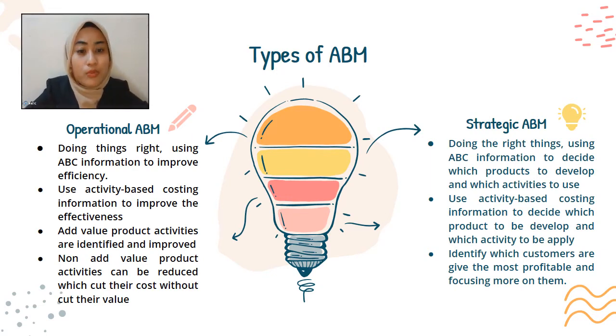Next, we move to the strategic activity-based management. Basically, management will be doing the right things. They will use the information from activity-based costing to decide which products to produce and to identify what activities should be applied for this production. Other than that, for strategic ABM, the management also identifies which customers are most profitable to them, and they tend to be more focused on them.